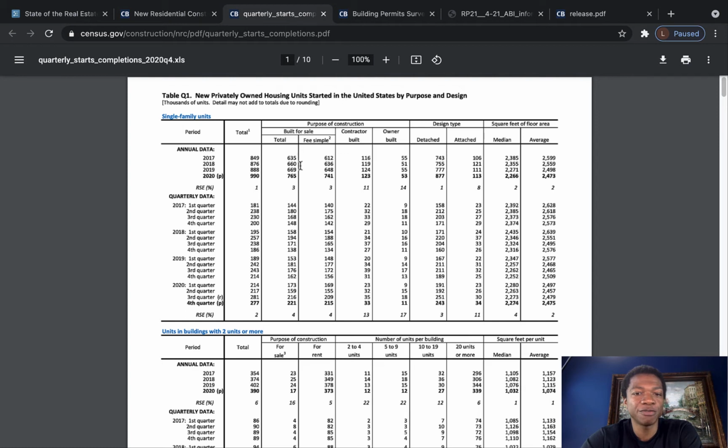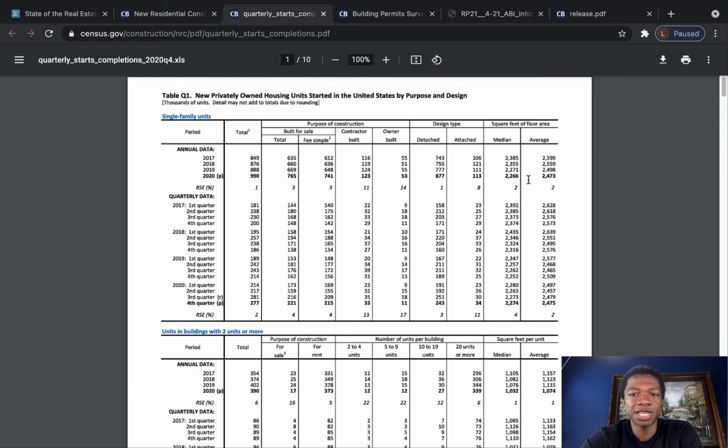And built for sale, 765,000. Fee simple is if the owner already owns the land and they just pay the contractor to build a house; this is that number. And then we can see that they break it down by contractor built, owner built, detached, median, and average square foot or floor area.